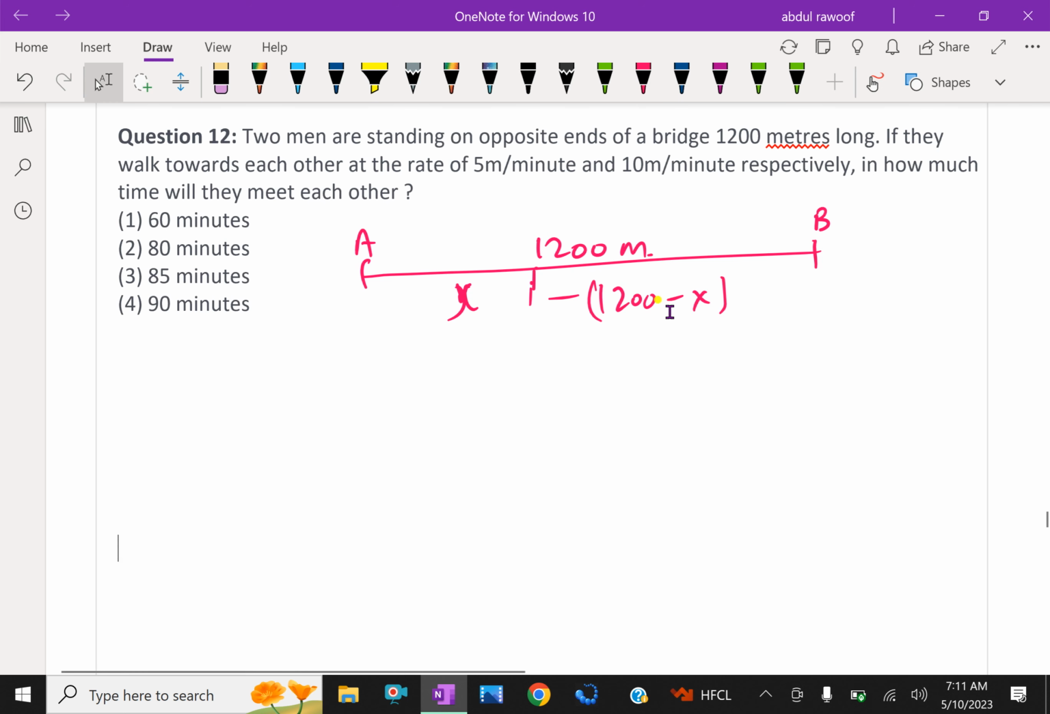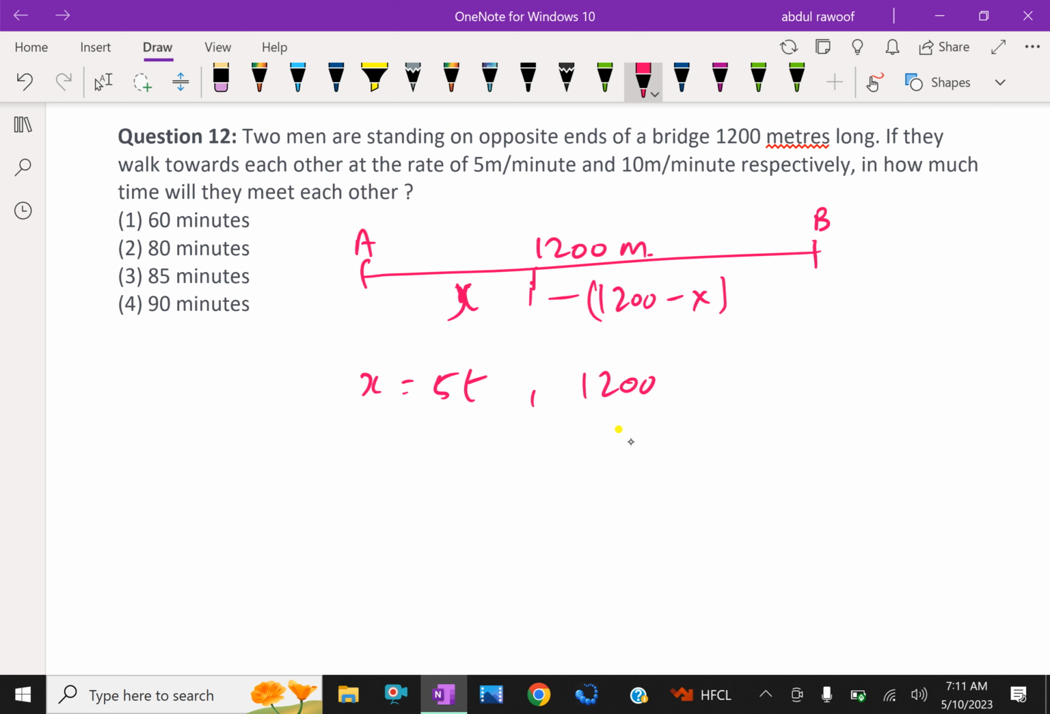Now, the first speed is 5 meters per minute, so x equals distance is speed into time, 5 times t. And 1,200 minus x equals the second distance, speed is 10 and time t. Here both start at the same time, so here also t, here also t.